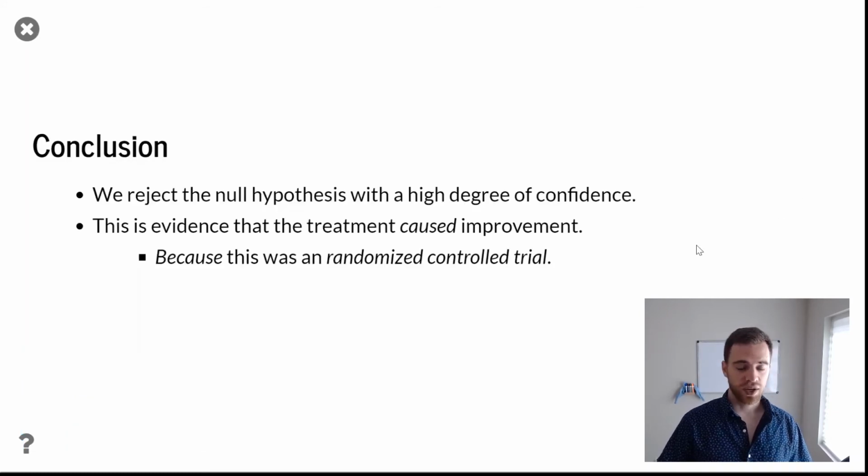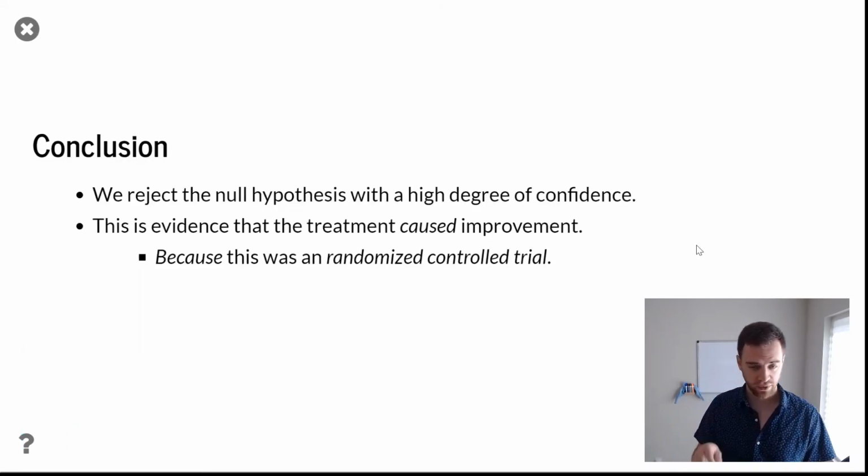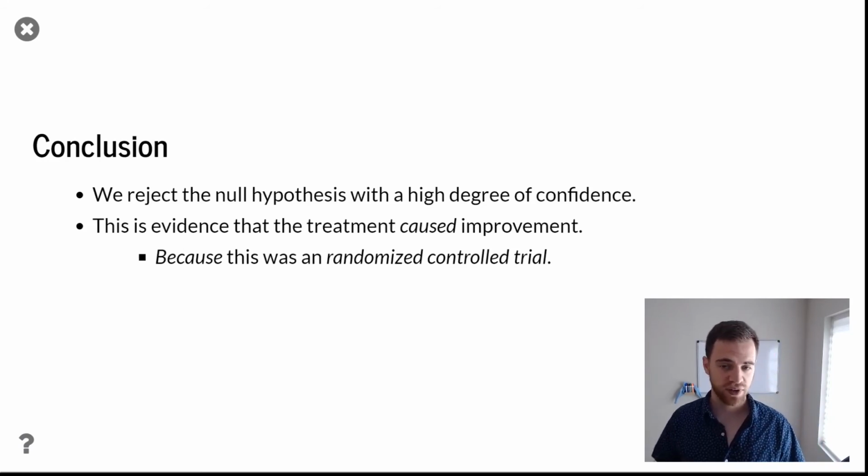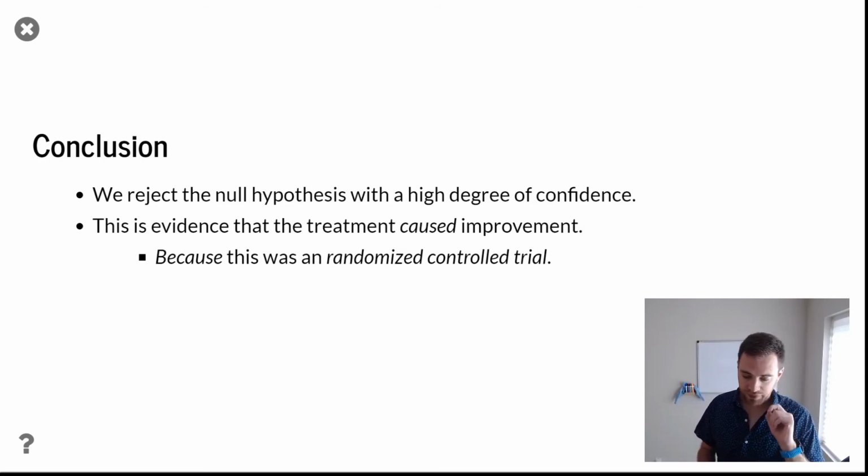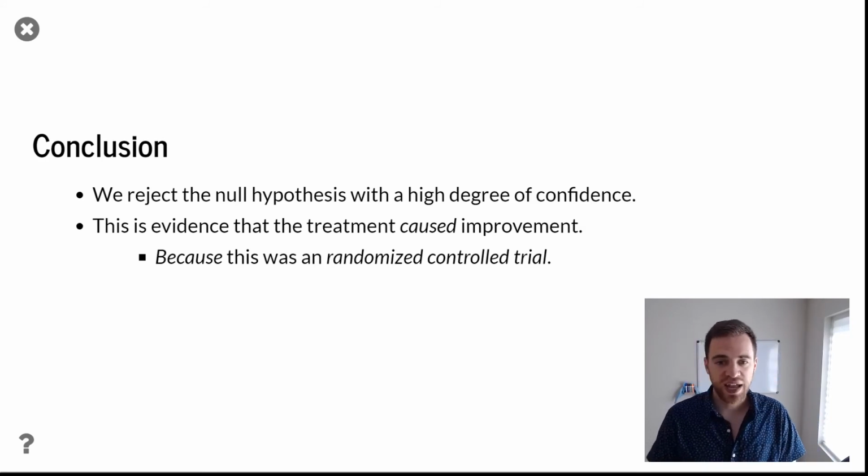Okay, so in conclusion, we're going to reject the null hypothesis with a high degree of confidence. How much confidence? We give that p-value to express how confident we are. Now, in fact, because this was an RCT, a randomized controlled trial, the cool thing is that this is evidence that the treatment actually caused the improvement. It was the treatment itself which did it. It was the injection of botulinum toxin. Okay, so that's very cool. So we can establish causality, and that's awesome.